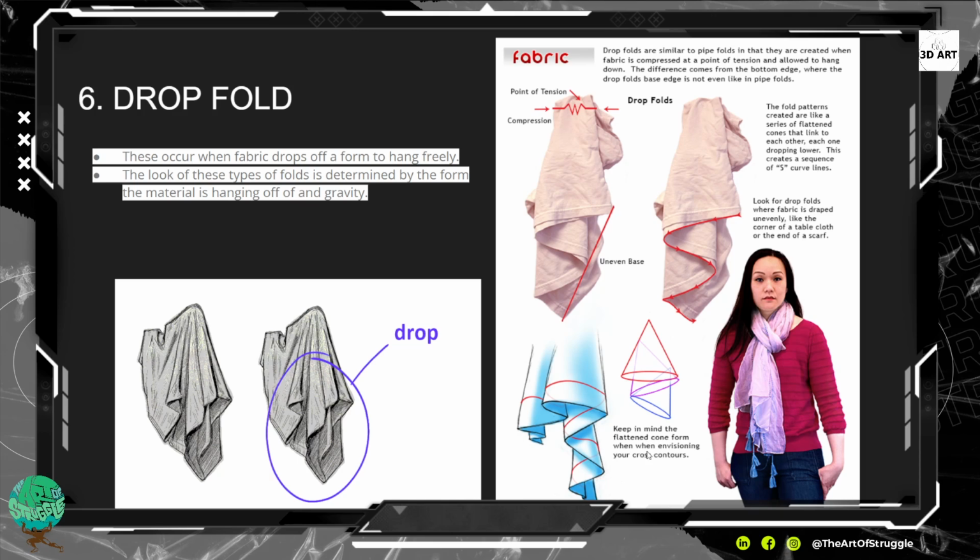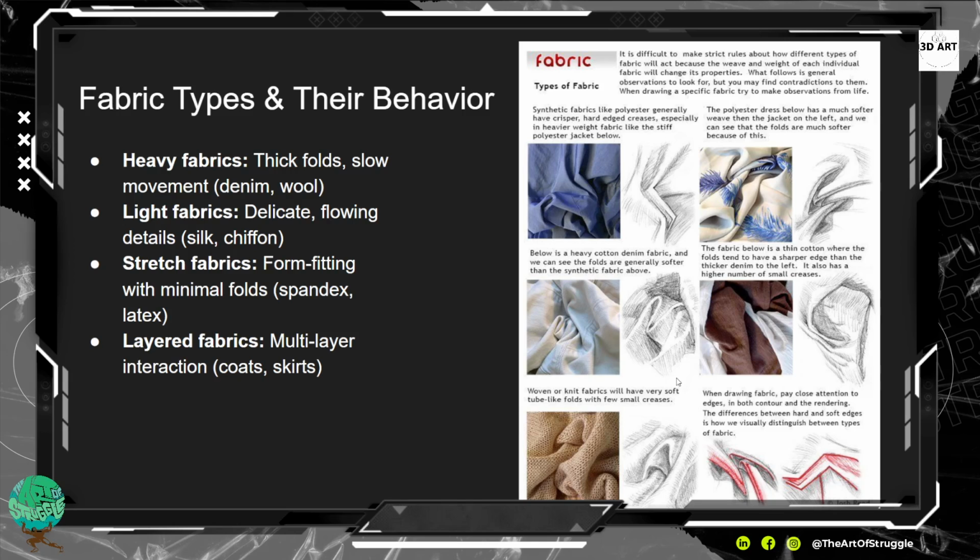Keep in mind the flattened cone form when envisioning your cross contours. All right, so those are the six types of folds. Now let's talk about fabric types and their behaviors.